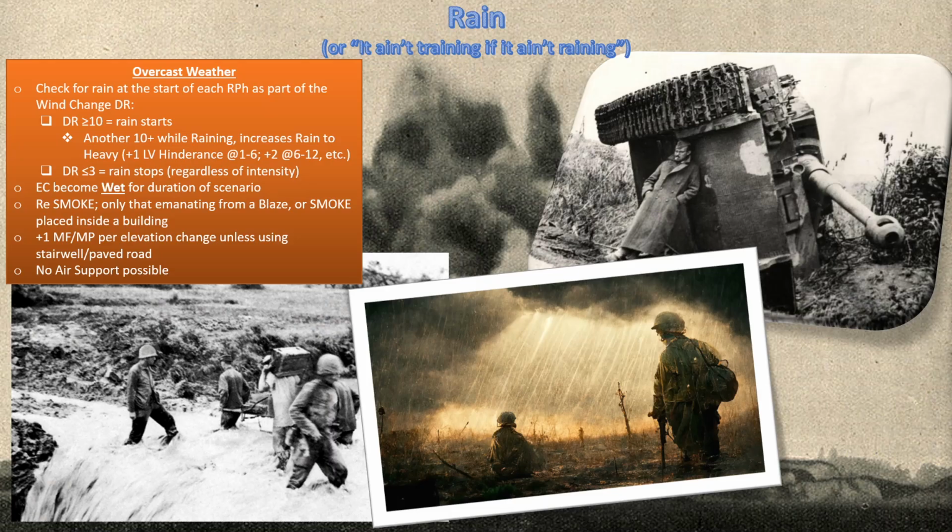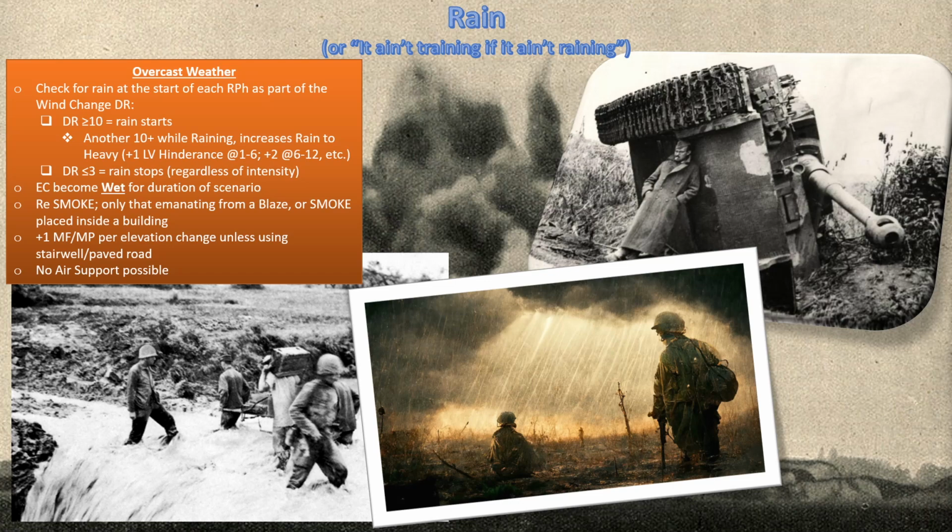So let's talk about rain then. Rain only occurs when it's overcast weather. Overcast weather on the weather chart indicates the presence of storm clouds. And rain is not in effect unless an SSR specifies, until sometime in the wind change die roll you roll a 10 or more, and/or if it's raining you roll a 3 or less, in which case the rain would stop. Now if it's already raining and you again roll a 10 plus on the next wind change die roll, the rain just increases to heavy, but it does not go up any higher.